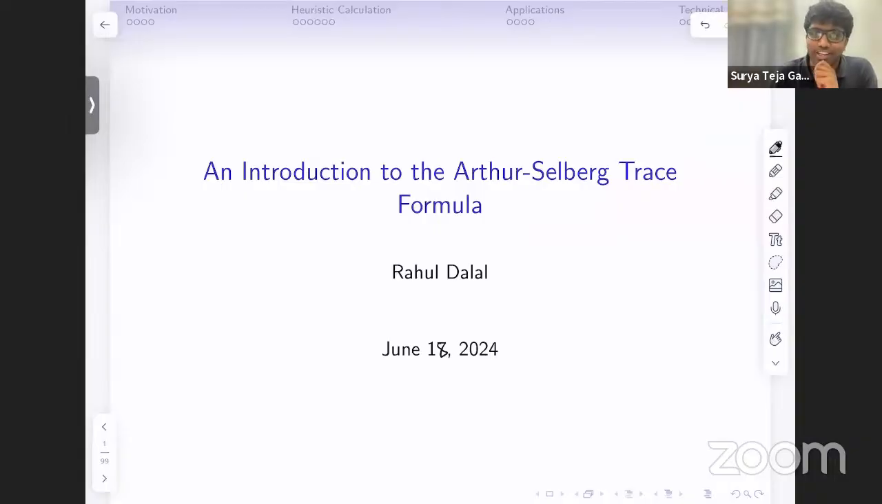So he's a postdoc at Johns Hopkins. He got his PhD from Berkeley, and he was an undergrad at Harvard. So this is his first talk on trace formulae and automorphic representations. Today he'll be talking about the trace formula and its applications. I'll hand it over to Rahul.